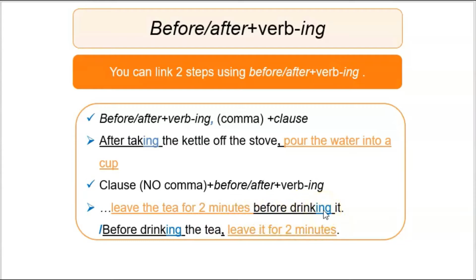So that's the same as saying it the other way, the first way that we looked at, which would be before drinking the tea. So if we start with before or after, right, then we use the comma. So we've got before drinking the tea, comma, leave it for 2 minutes, right? But if we start with the clause, leave the tea for 2 minutes before drinking it, then there is no comma.